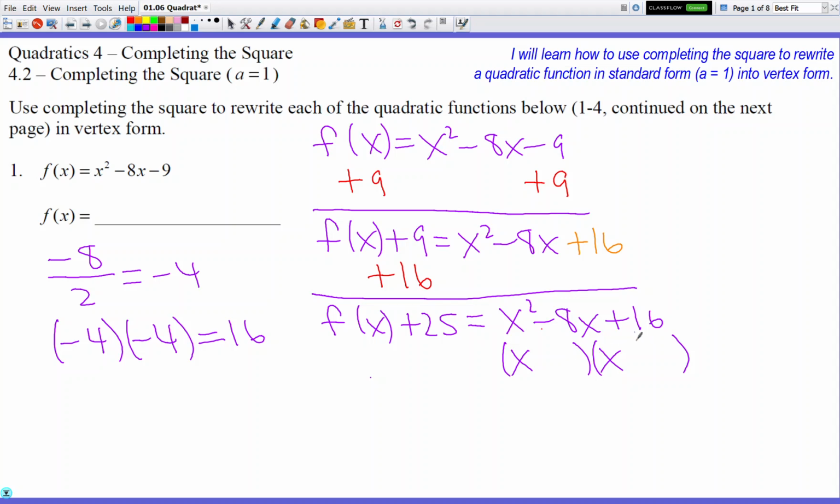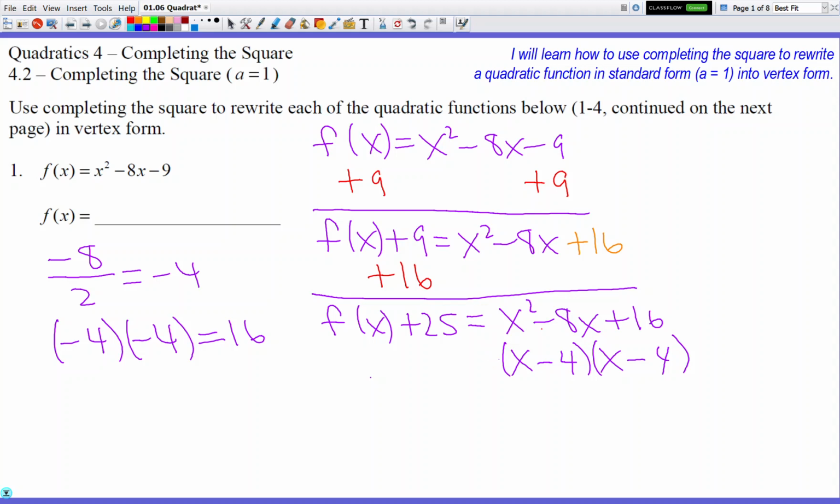So 16 is the result of what perfect square? And hopefully you say 4. Is 4 the number that when multiplied to each other makes 16? Yeah, 4 and 4 make 16. Does 4 and 4 make negative 8 though? No, so we need to just change this set of 4's to negative 4, and we're all set. Negative 4 times negative 4 is positive 16. Negative 4 plus negative 4 is negative 8. So this has been factored.